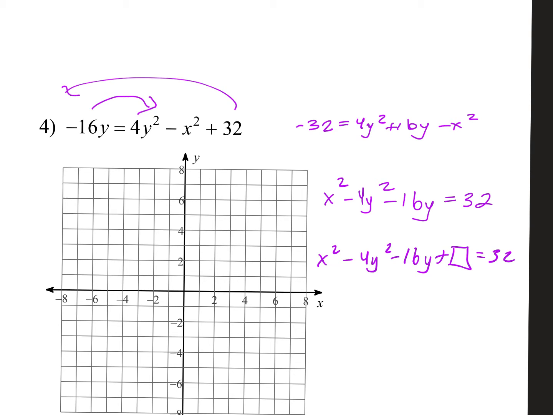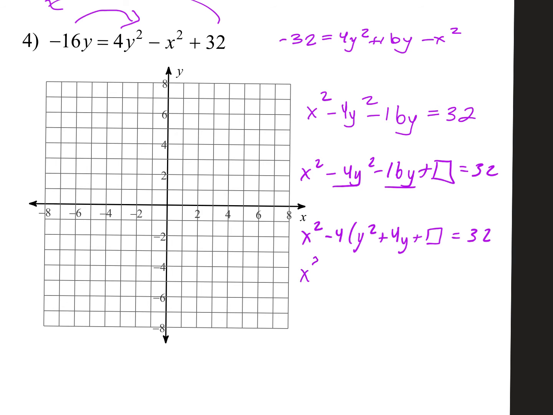Everybody see that? Everybody with me? We're okay. Yes or no? Okay. What can I take out of negative 4y squared and a negative 16y? Negative 4. So I'm left with y squared plus what? 4y plus the box equals 32.